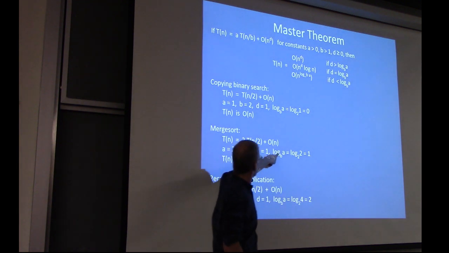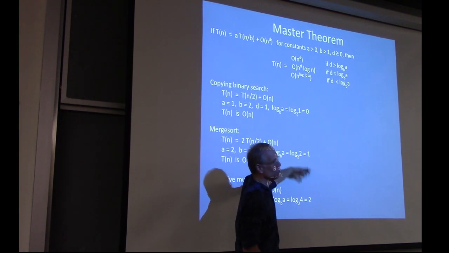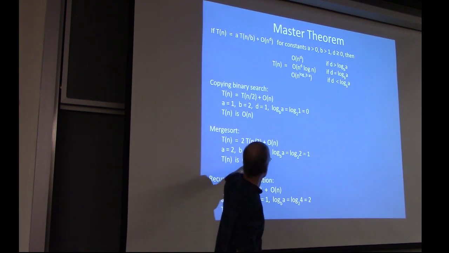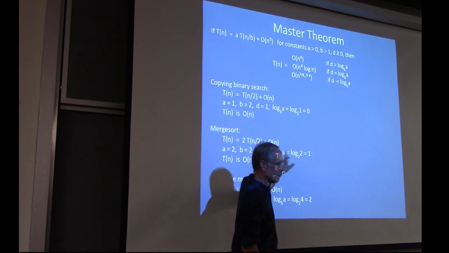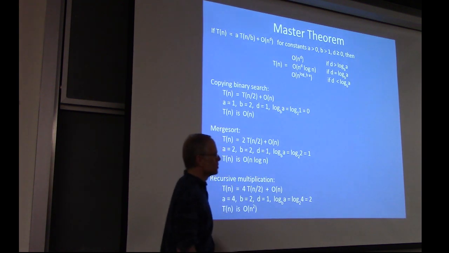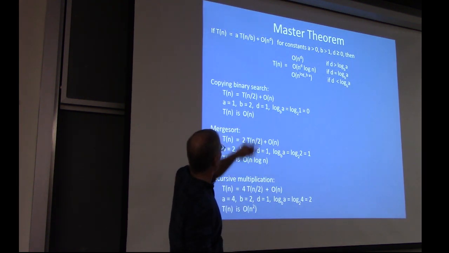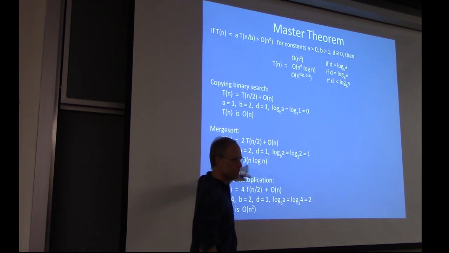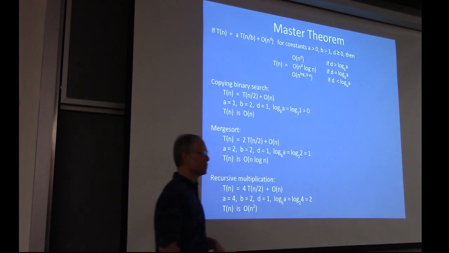Okay, so log base b of a is log base 2 of 2, which is 1. Log base 2 of 2 is 1. And so in this case, d and the log are the same. So which case are we in? Second case. So our answer is going to be O of n to the 1 log n, or O of n log n. That's what we got through the analysis.